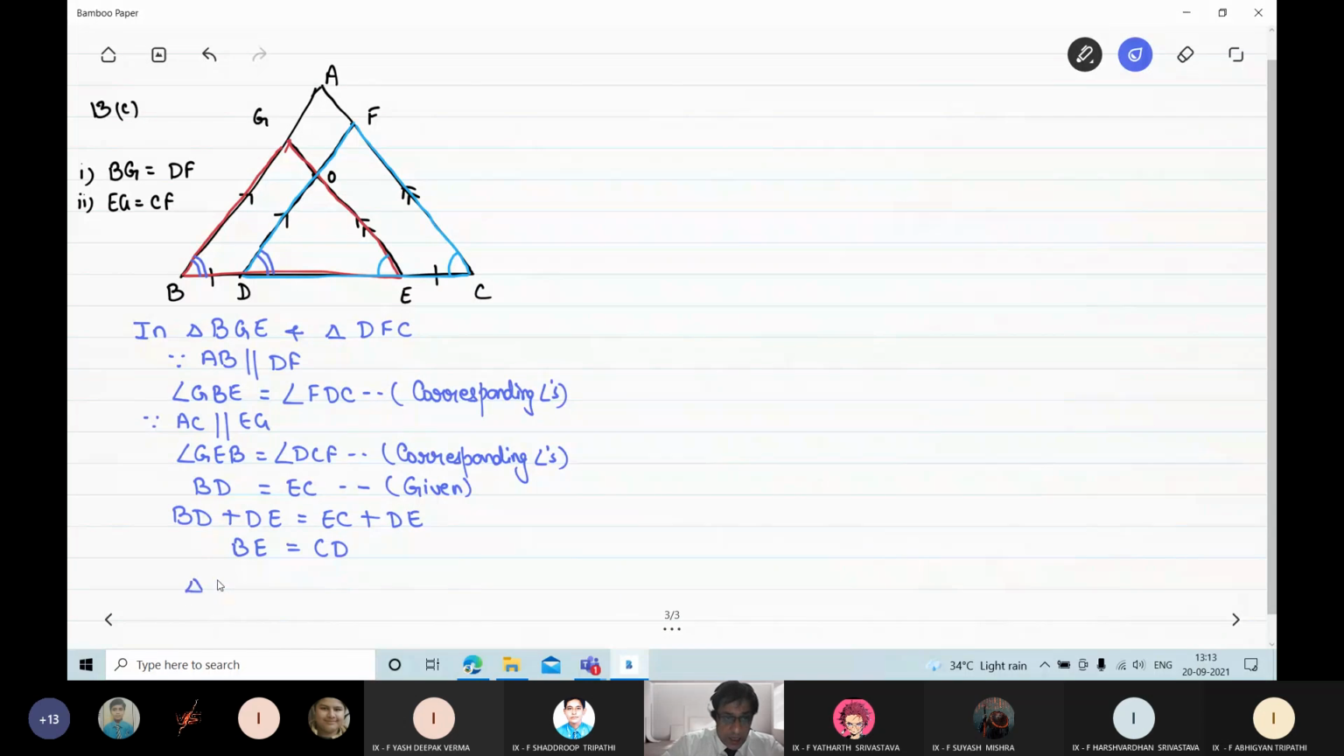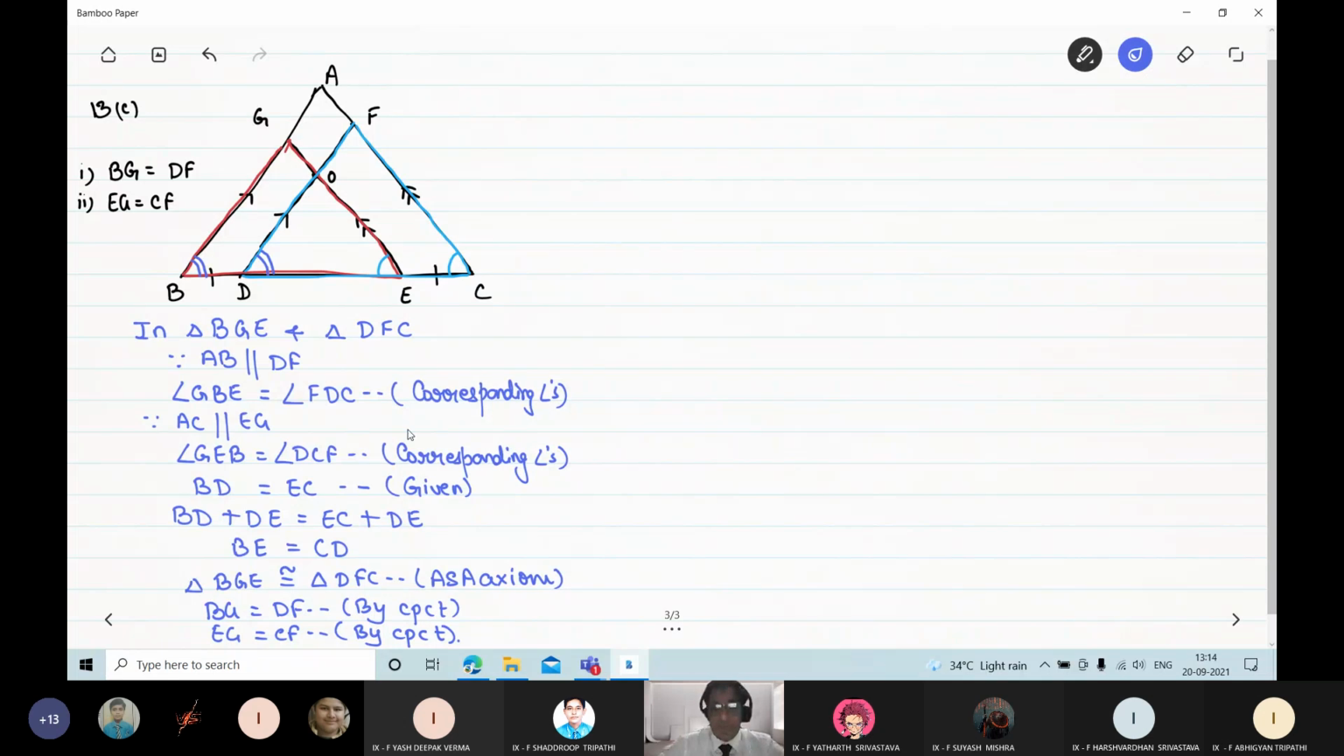So now I can say that triangle BGE will be congruent to triangle DFC, and they will be congruent by ASA axiom, two angles and the included side. Is this clear, children? So I can say that BG is equal to DF by CPCT, corresponding parts of congruent triangles, and I can also say that EG is equal to CF, again by CPCT. Is this clear? Yes, sir.